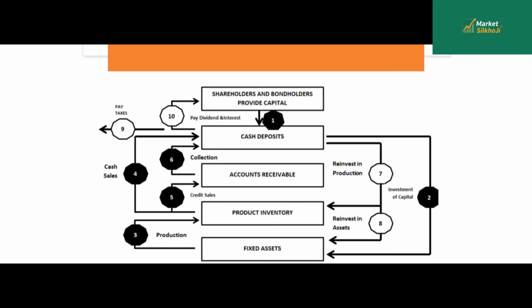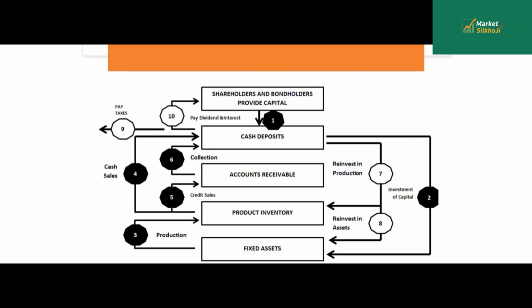Now the management utilizes that cash. First, they will invest that capital into fixed assets. Of course, they need land, building, machinery, plant, equipment, furniture, vehicles, and so on and so forth. They need all these long-term assets to run their business, to manufacture something, to deliver something. They require all these fixed assets, so first they'll invest in these fixed assets.